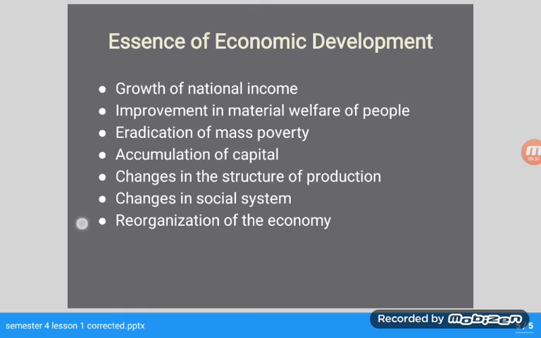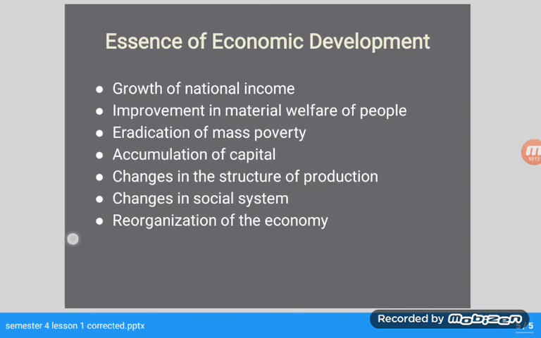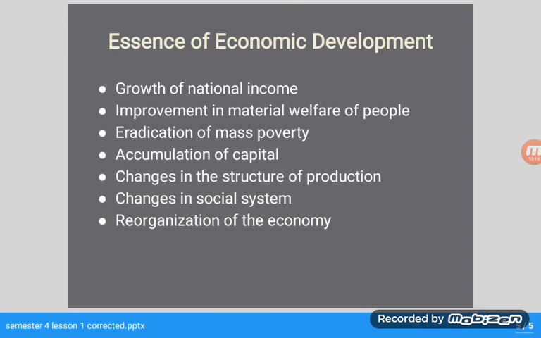And as far as production is concerned, specialization increases in production. Trade expands a lot. And one more highlight of reorganization of economy can be the movement of people from rural to urban areas. In other words, you can say that urban population goes up, and markets extend nationally as well as internationally, and communication becomes really fast. So all these things take place when there is economic development occurring in any country.